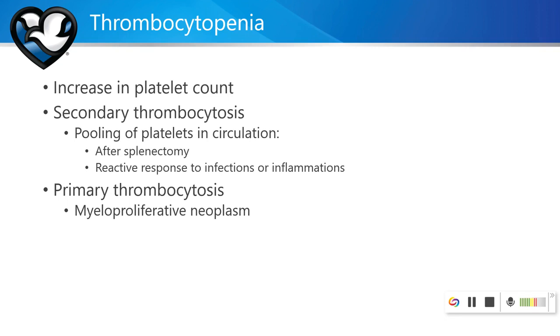Thrombocytosis is an increase in platelet count. Secondary thrombocytosis is more common than primary and is usually self-limiting. Primary occurs because of intrinsic platelet precursor issues, and various hematologic malignancies are associated with thrombocytosis.